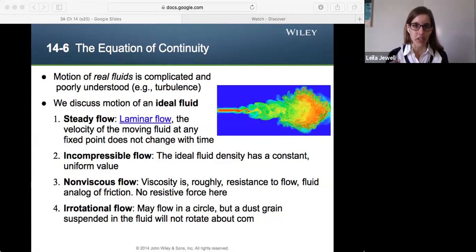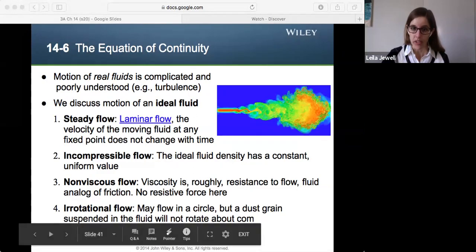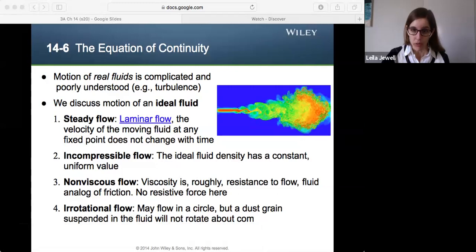So an ideal fluid consists of these four ideas. First, an ideal fluid has steady flow. Another way to describe steady flow is laminar flow. That says the velocity of the moving fluid at any fixed point does not change with time. And this is something that's really wild to get to observe. You can see it a little bit in the figure here, where on the left side there is this steady laminar flow, where at any point within, as the fluid is passing, it's at a steady speed. But then on the right, it starts to disrupt and there are all these different speeds within until it becomes turbulent.